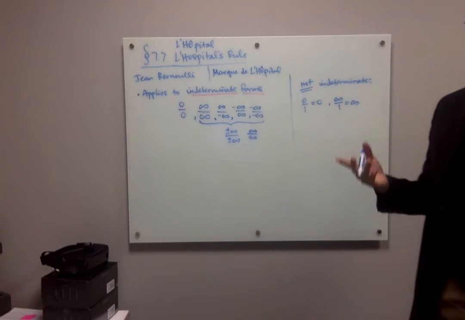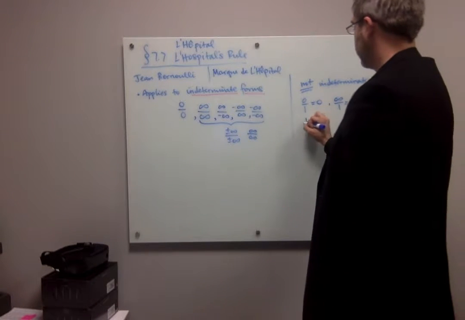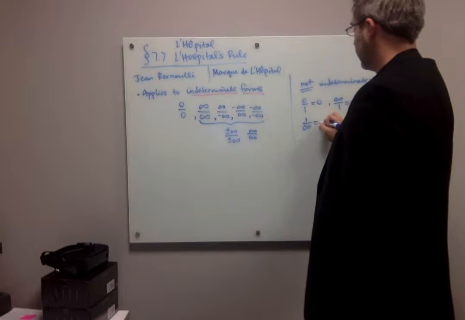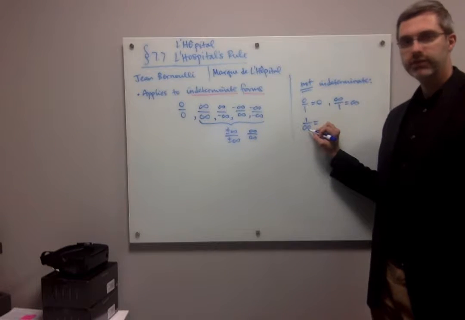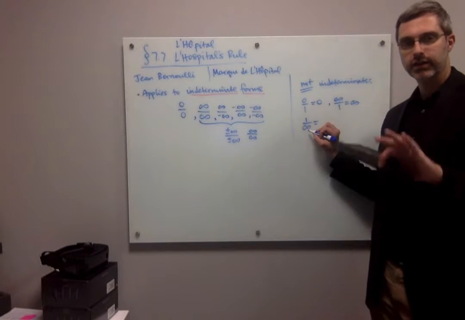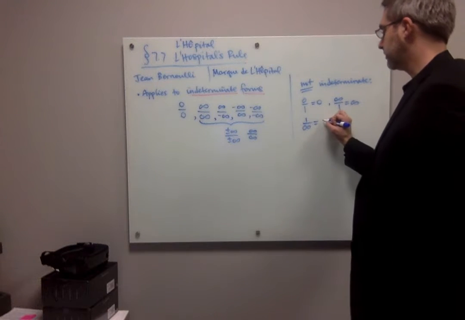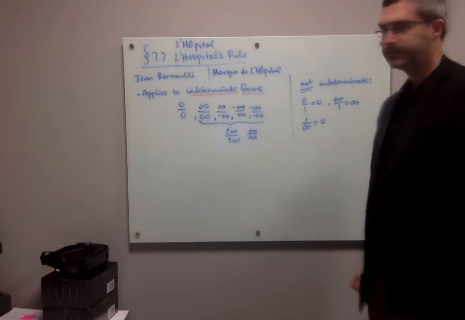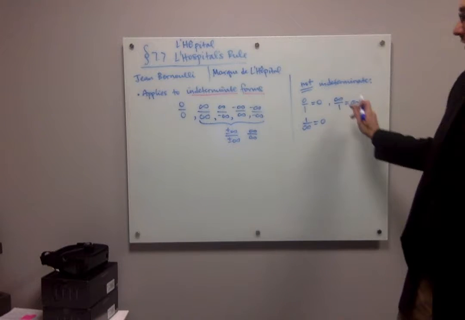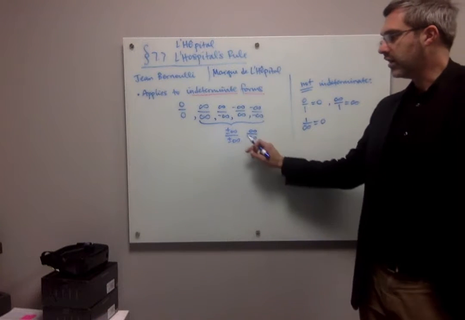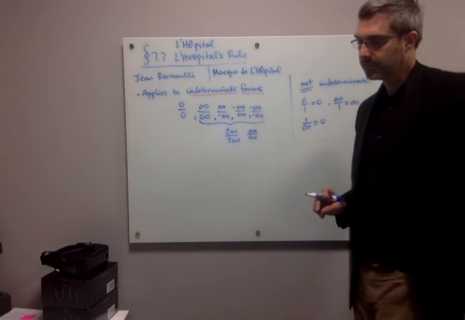No questions there. If I had 1 over infinity, I have 1 over a really, really big number that's getting bigger, bigger, bigger. When I take 1 over a huge number, that's really small. So that actually goes to 0. Okay, so these are not indeterminate forms. These are indeterminate forms. Okay?